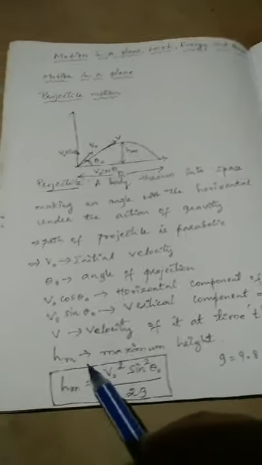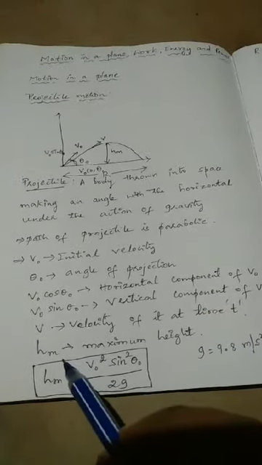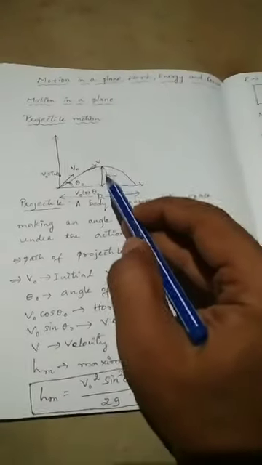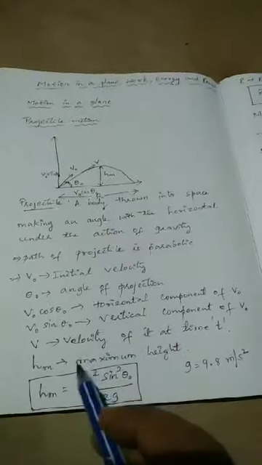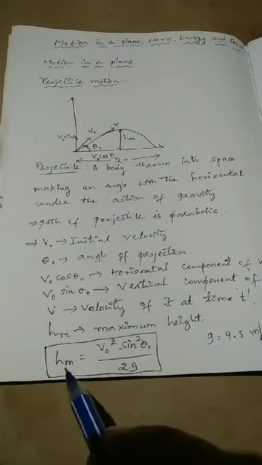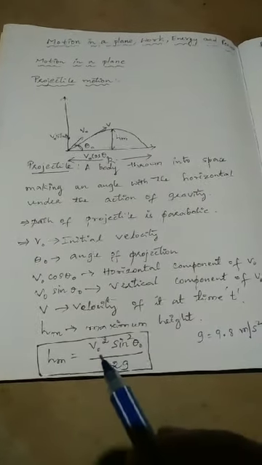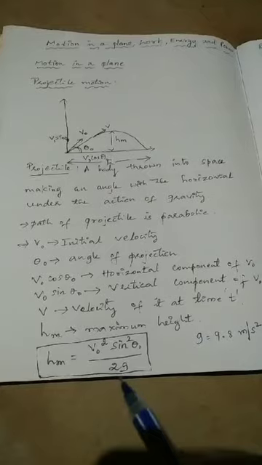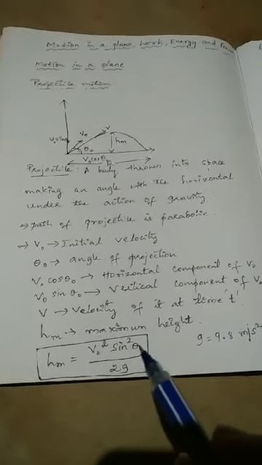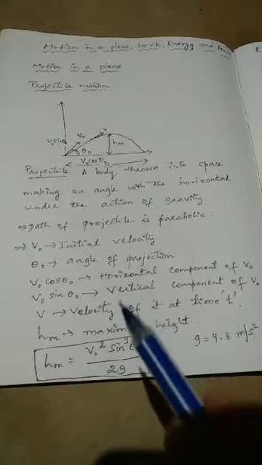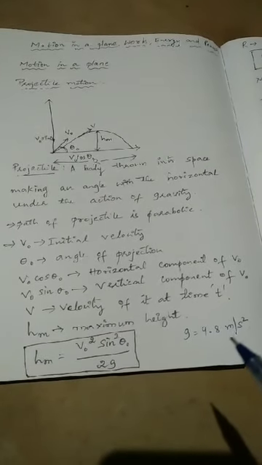What is V? V is the velocity of the projectile at time t. At any time t we can see V as the velocity of the projectile. It is not V naught, it will change. Then HM you can see in the figure: the maximum height reached by the projectile. The first important equation here is for HM, maximum height: V naught square sin square theta naught by 2g. Here the terms are already explained. What is g? g is 9.8 meter per second square, acceleration due to gravity.